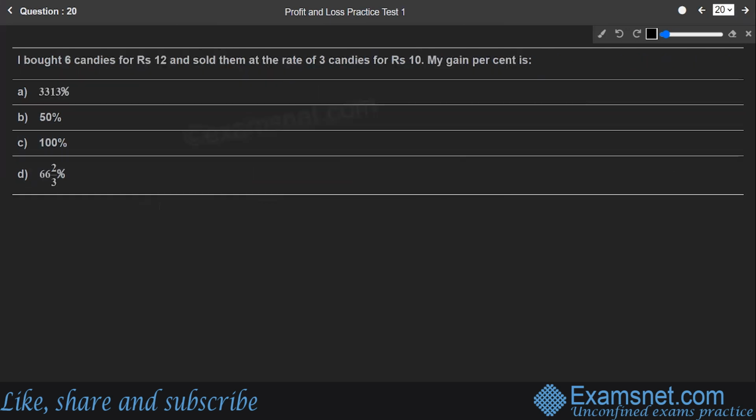Now, I bought 6 candles for rupees 12 and sold them at the rate of 3 candles for rupees 10. What is my gain percentage? So what we can do is find out the cost price and selling price of one candle, and then we can relate them.